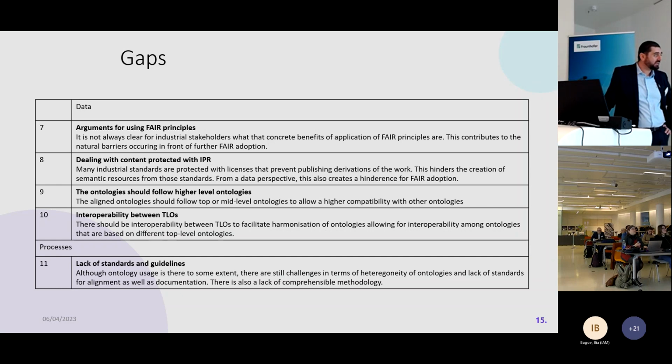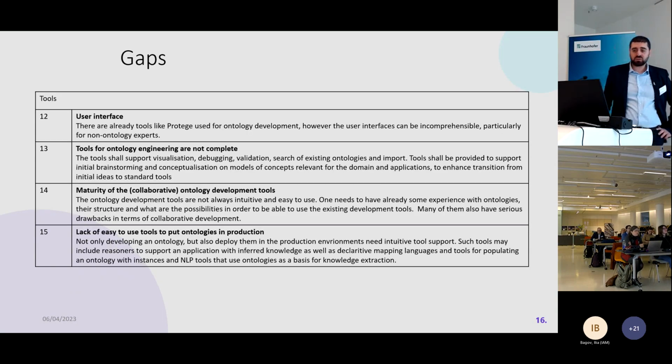From a process perspective, there is a lack of standards and guidelines for ontology engineering. The user interface of tools usually also comes up as a gap from industrials. The most used tool is Protégé, but people say, yeah, but it's complicated. The visualization is missing and so on.